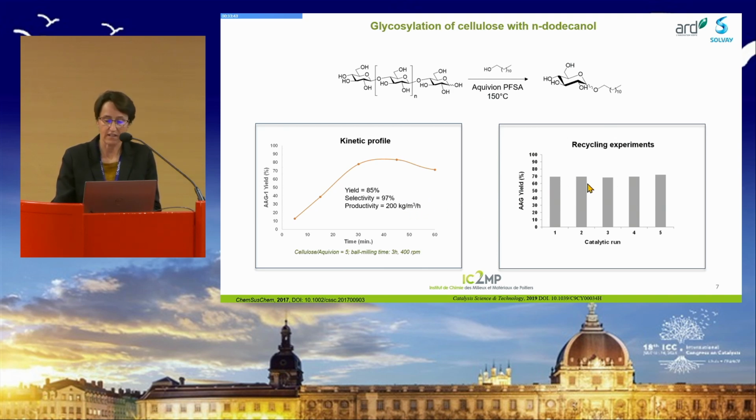For the recycling, we have done 5 runs, with no loss in the alkyl glycoside yields. We have done some characterization of the catalyst, and it was quite stable during this reaction. So for the ball milling, we have a solid catalyst that was resistant to the mechanical forces, but also to leaching during the reaction. That's very important when you are using mechanocatalysis.